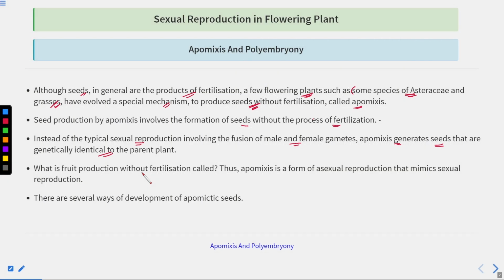Clear? Now, what is fruit production without fertilization called? This you should know. It is known as parthenocarpy. The production of fruit without fertilization is known as parthenocarpy, and the fruits are known as parthenocarpic fruits.